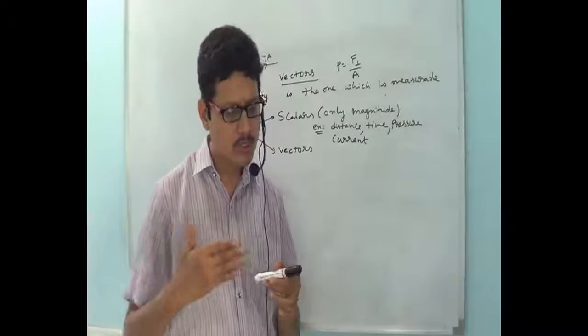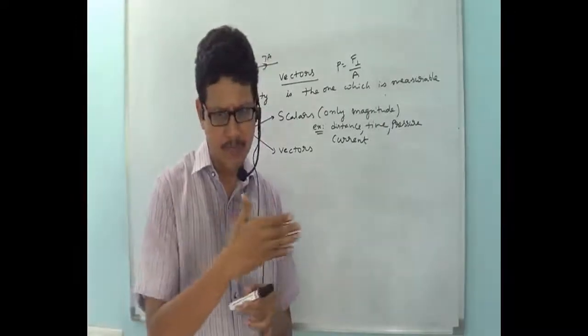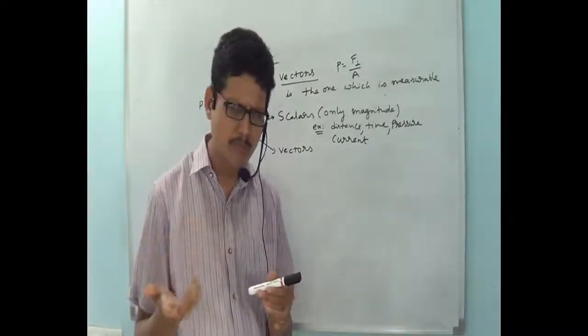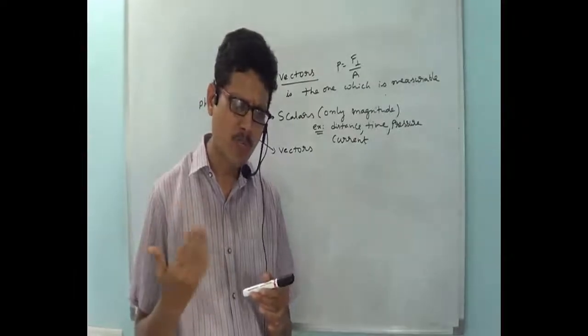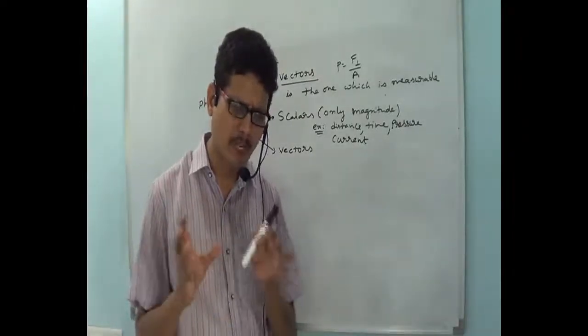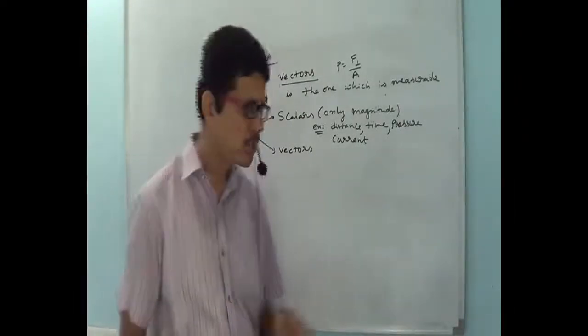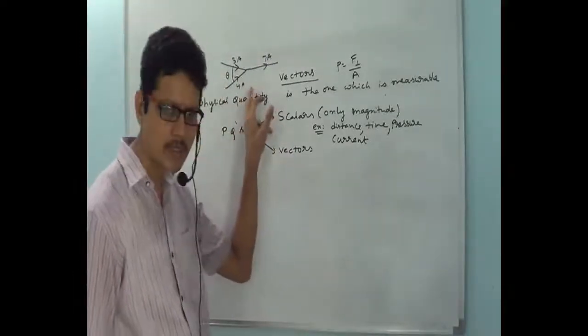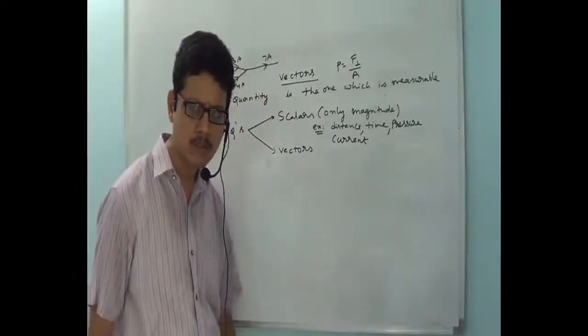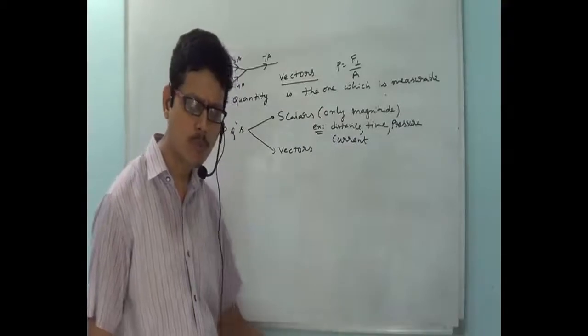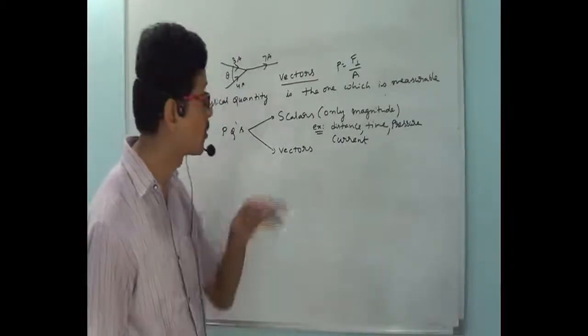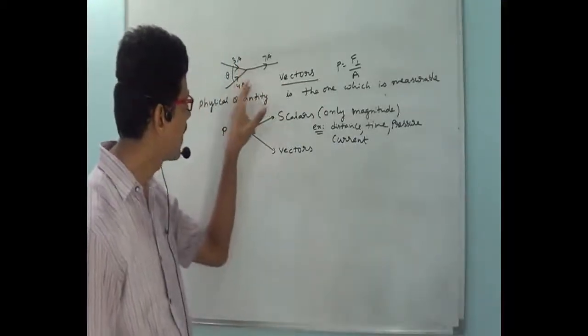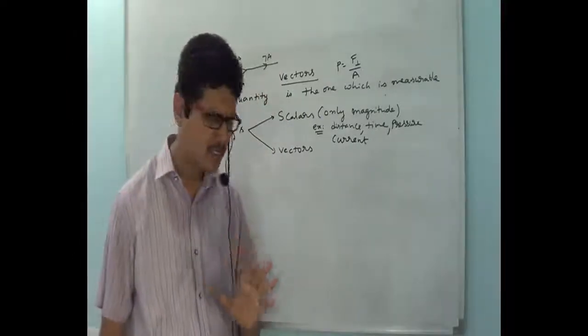If there are two forces acting at a certain angle, then the resultant force will be root over F1 square plus F2 square plus 2 F1 F2 cos theta. That is the parallelogram law of vectors. Current is not obeying that parallelogram law of vectors. Root over I1 square plus I2 square plus 2 I1 I2 cos theta, I am not doing that. I am directly adding it.